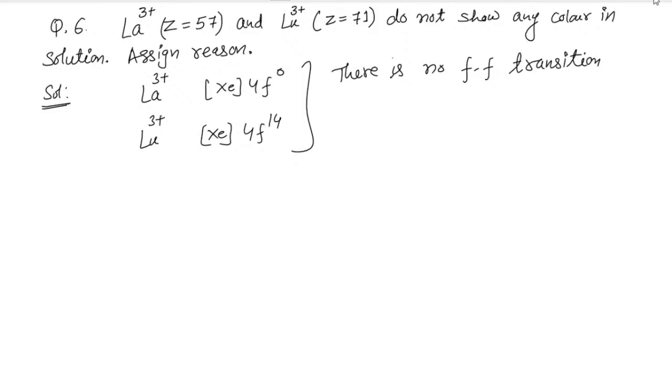Okay, beta. Why they do not show any color? Because lanthanum 3+ and lutetium 3+ do not have any unpaired f electron or partially filled f orbital. Okay, that's it. Now question number 7.